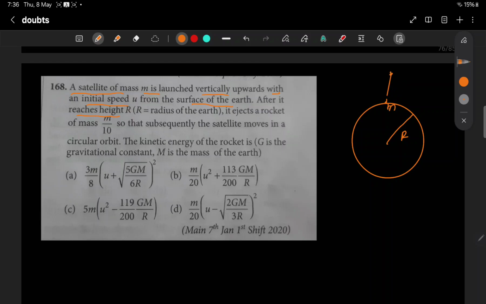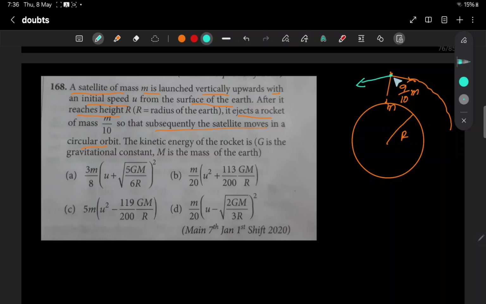Here it is ejecting m by 10. After ejecting, what is happening? It is moving in a circular orbit. After ejecting, 1 by 10 went here, so here 9 by 10 m is moving in a circular orbit. Now what will happen to the rocket? The rocket will gain a velocity in this direction.